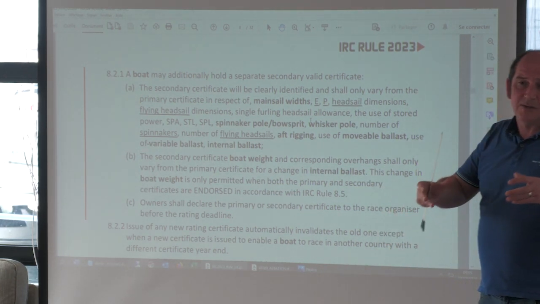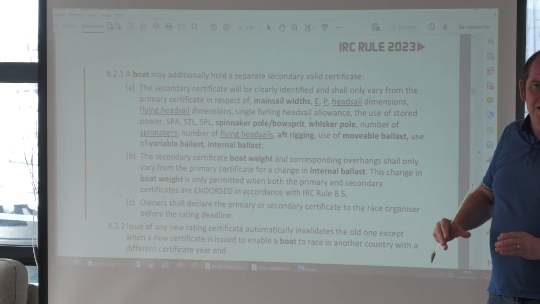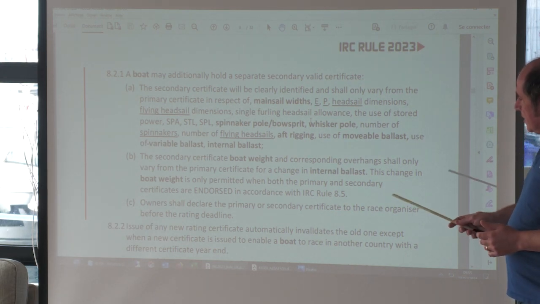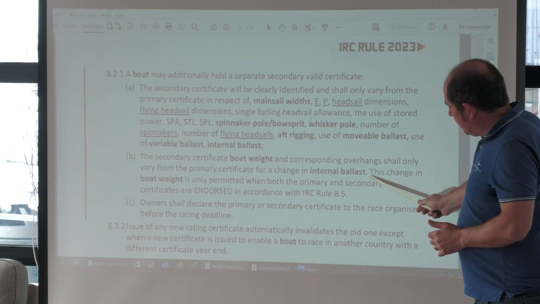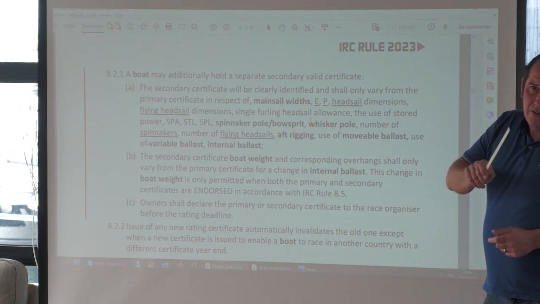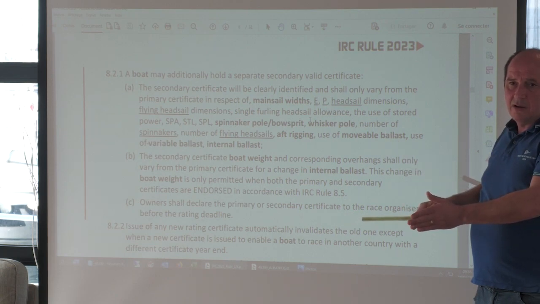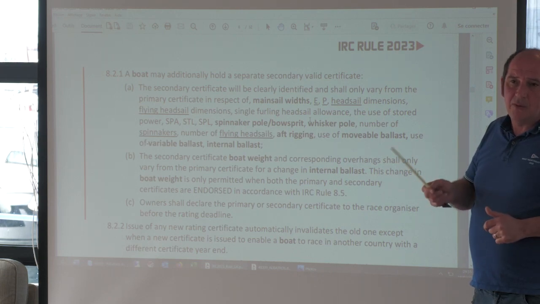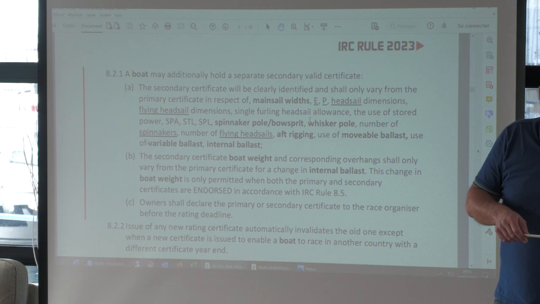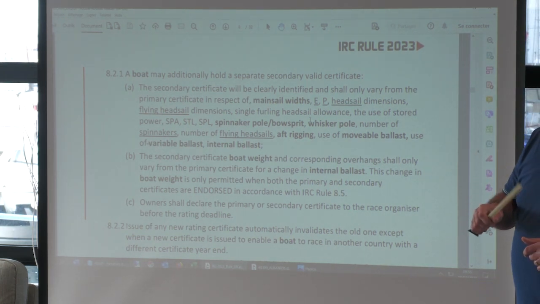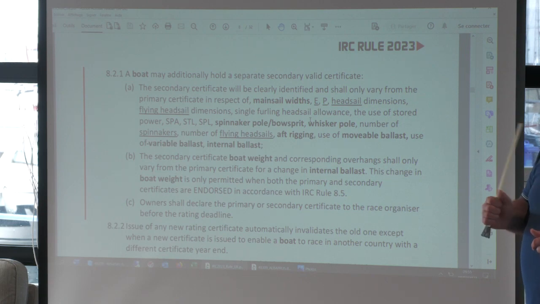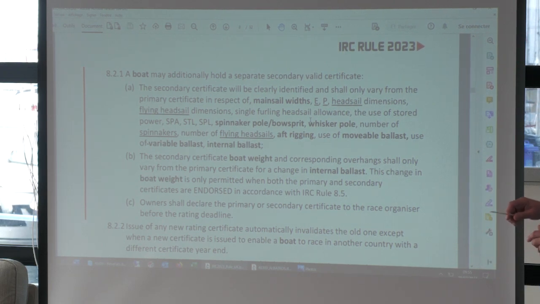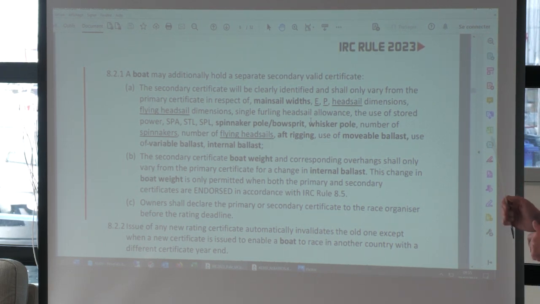Internal ballast are, for instance, bits of lead that you may put inside the boat to have a different trim. Okay, so this is the only thing that you may vary from the first configuration to a second one, considering the boat weight. For instance, if an owner says, I would like my primary certificate with the table and the 2 doors of the cabins, and the second one without this table and without the 2 doors, this is not permitted. Okay. The only way to tune the weight, I would say, is internal ballast.